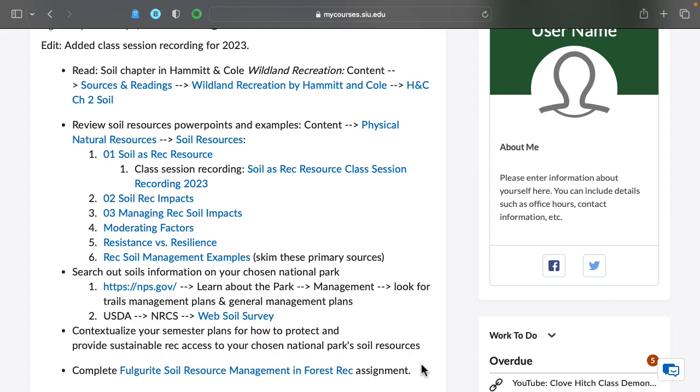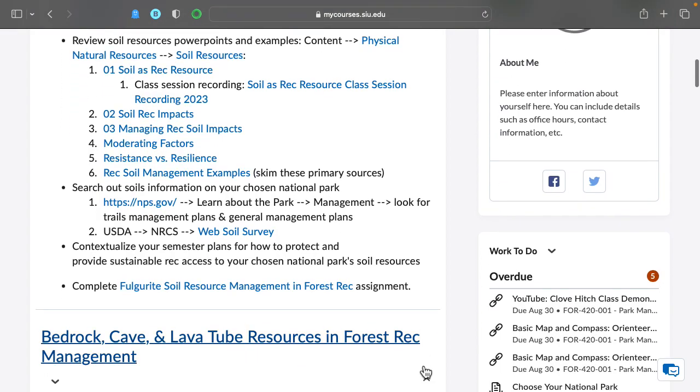All right, and then in class, we did a Fulgurite soil resource management exercise, and most everybody handed that in at the end of class, so that is good to go for most of you, and you can turn that in if you were not in class the other day if you need to.